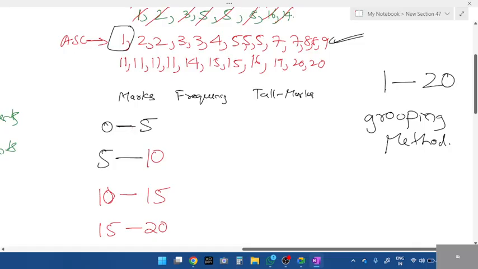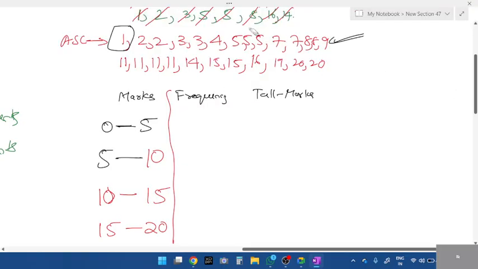Now, doesn't it look simplified? Only 4 lines are there, right? This is known as the continuous method. Grouping by continuous method. See, 0, 5, 10, 15 and 20. That is continuous. Now, discontinuous.